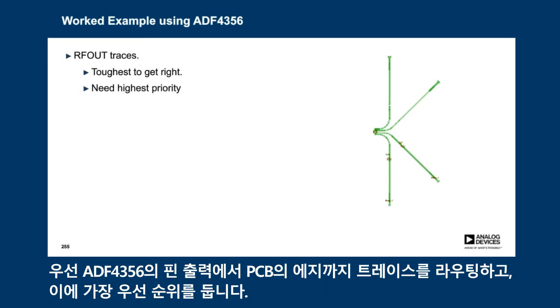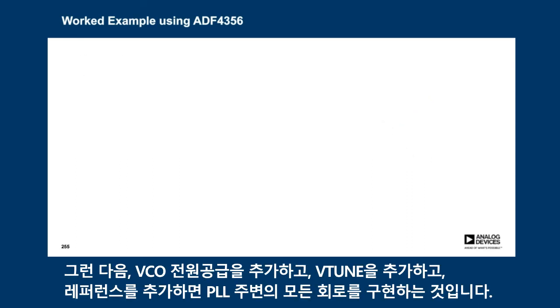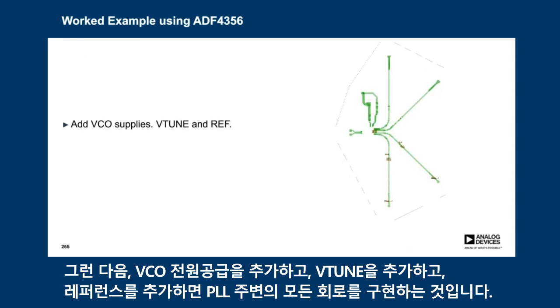First off, we route the trace from the output pin of the ADF4356 to the edge of the printed circuit board, and these take the highest priority. Then we add the VCO supplies, we add the V-tune, and we add the reference. So we're building up all of the circuitry around the PLL.